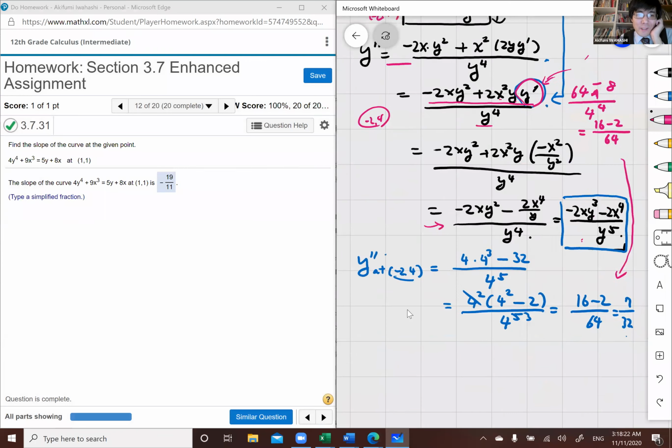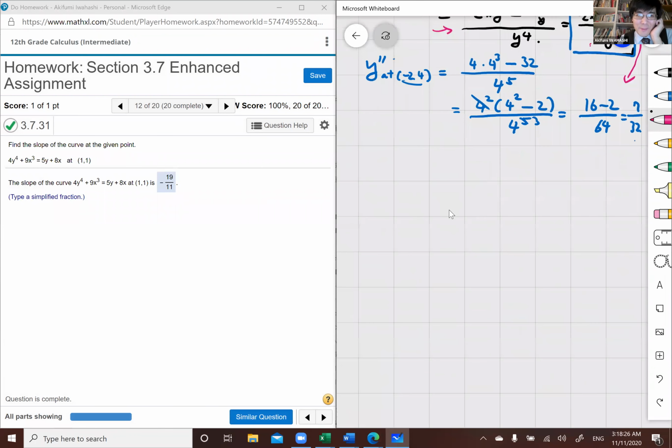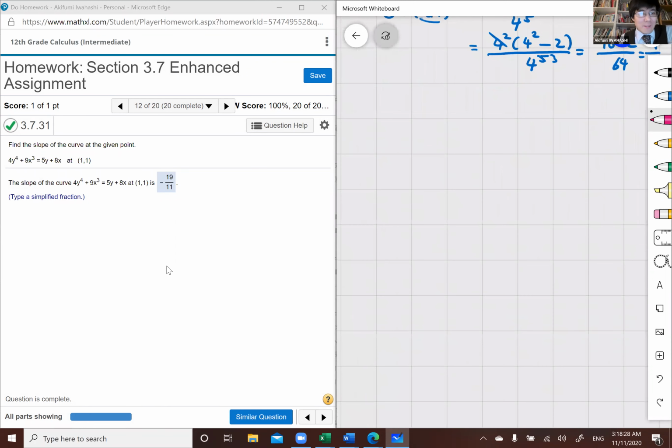Okay, now I will show you how to do the simplified way for problem number 12. So we need to find the slope of the curve at a given point. So what is the curve? 4y to the 4th plus 9x cubed is equal to 5y plus 8x. And we need to find y dash at (1, 1). That's what we want to find.